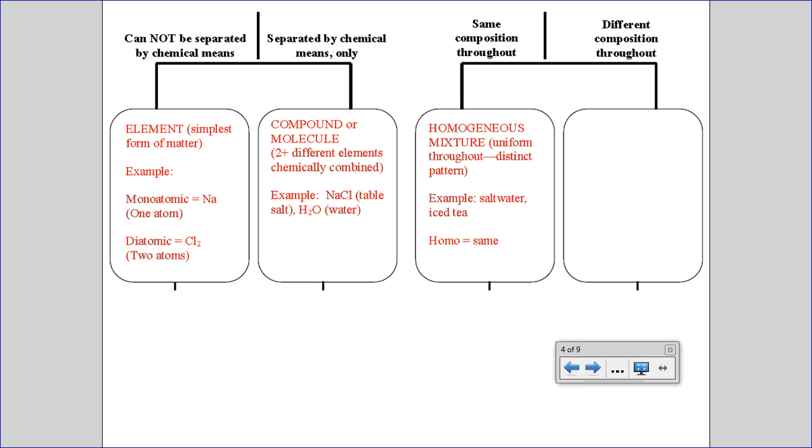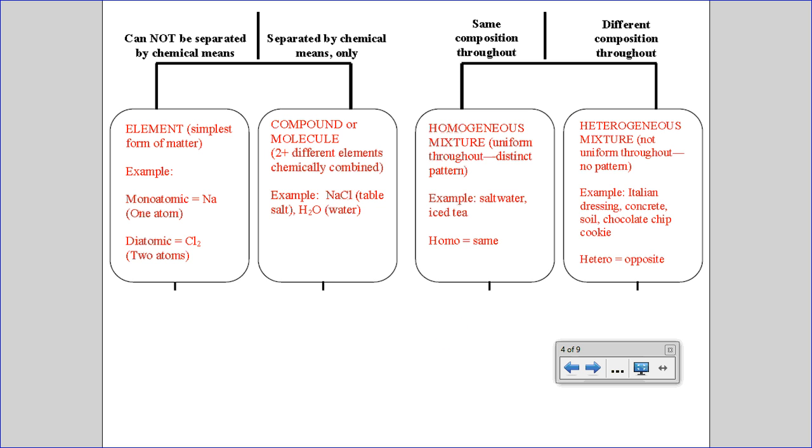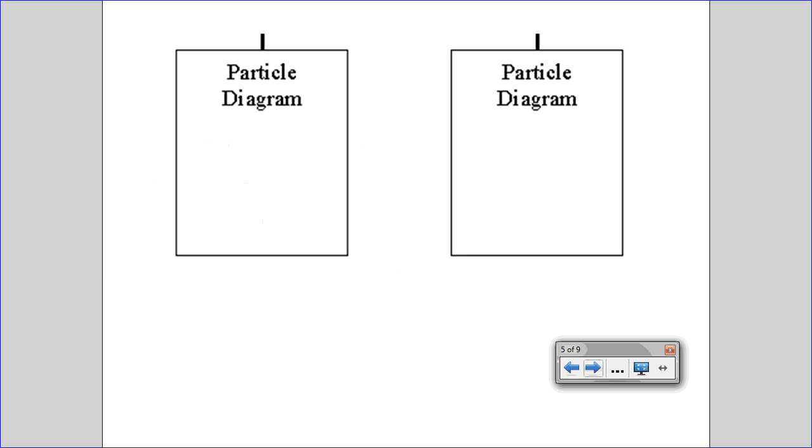Now, things that can be separated with different composition throughout, meaning you can see physically there are different things in your mixture, we call those heterogeneous mixtures. It's not uniform throughout. There's no real pattern inside that mixture of the particles. Italian dressing, concrete with the stones in it, soil, chocolate chip cookies, all of those things are heterogeneous mixtures.